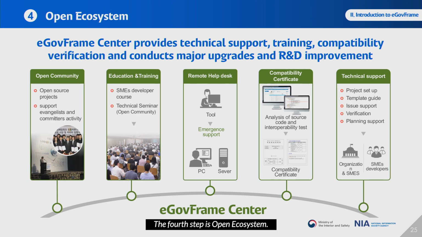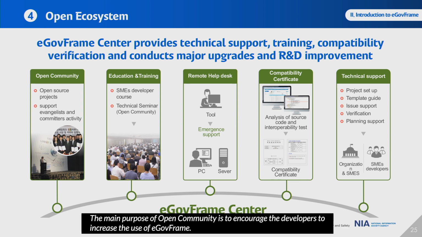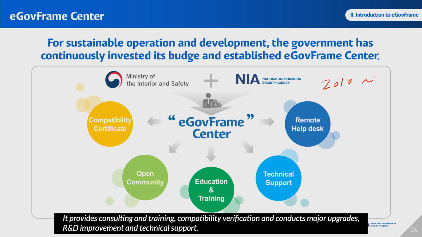The first step is open ecosystem. We have formed the open community in which large and small enterprises participate. The main purpose of open community is to encourage the developers to increase the use of eGovFrame. And eGovFrame Center has been established on the 4th of November 2010. It provides consulting and training and compatibility verification and conducts major upgrades, R&D improvement, and technical support.